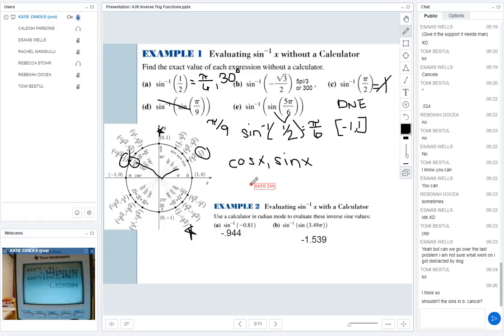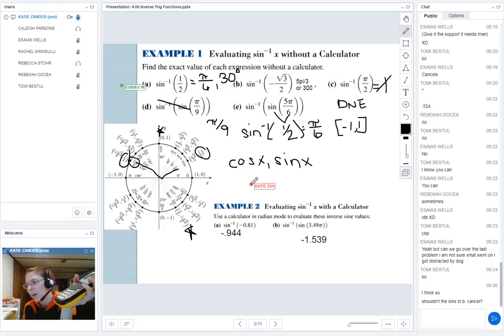All right, if your calculator is not working, you can go ahead and use the calculator that's on the laptop. Just make sure that the little radians button is checked, and then you're going to want to check the little inverse button as well.